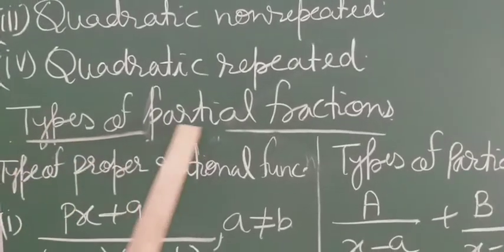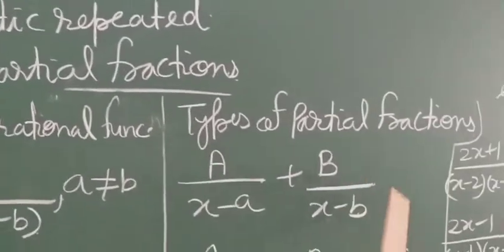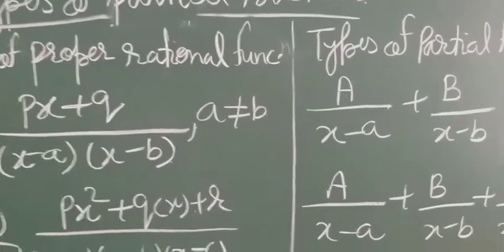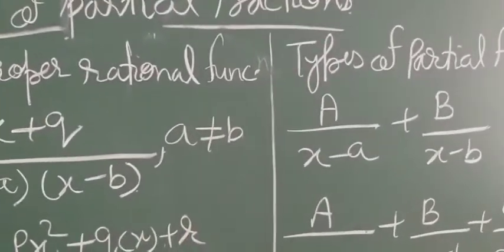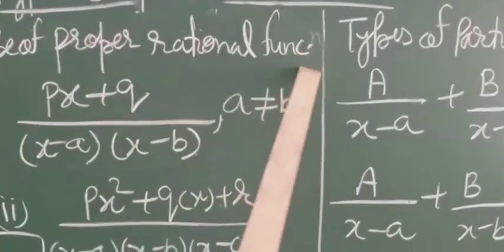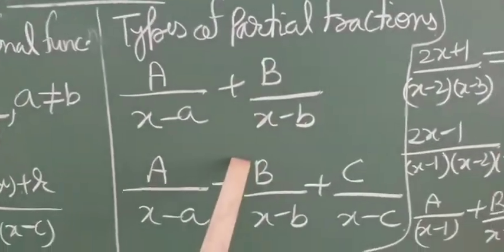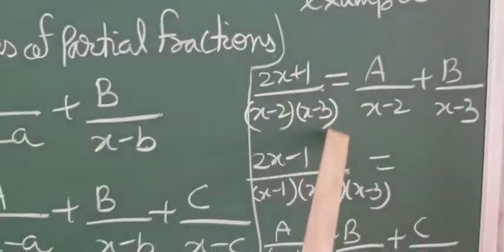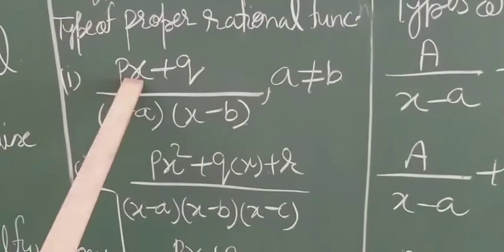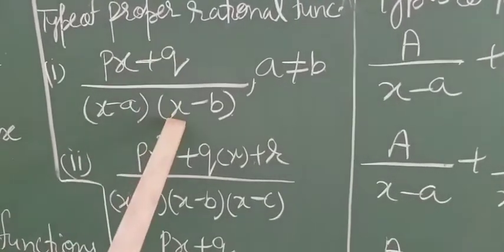So now, types of partial fractions. We have to draw a column here, and in the columns I am going to take different kinds of partial fractions. The first one is where we write the type of proper rational function. Second, the type of partial fractions, and I have taken an example here. So student, you can see here the degree of the numerator is 1 and the degree of the denominator is 2. So it is proper, correct?